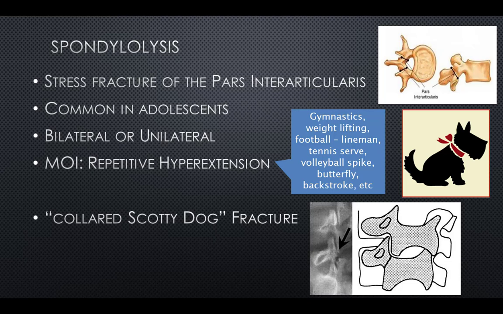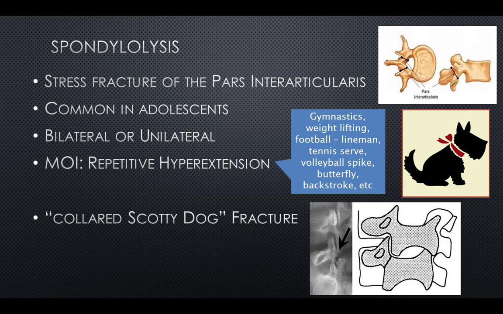A spondylolysis is a stress fracture of the pars interarticularis. They are common in adolescents and athletes that are still developing. The fracture of the pars interarticularis can either be bilateral on both sides or unilateral on only one side of the vertebrae. The most common mechanism of injury occurs as a result of repetitive hyperextension.